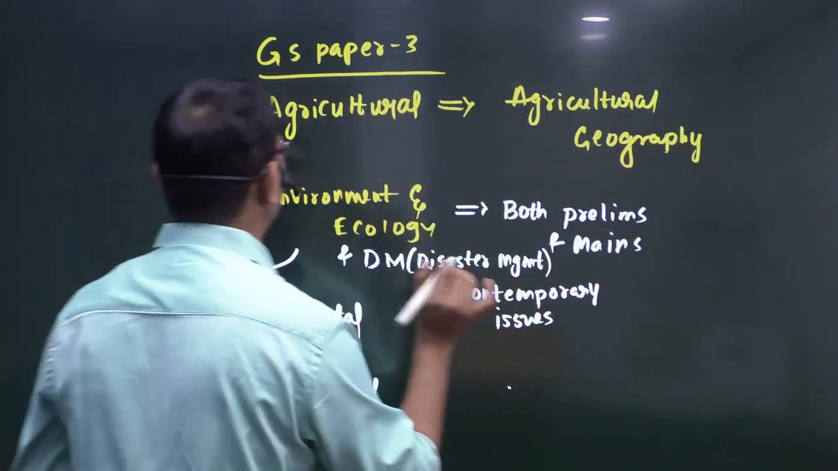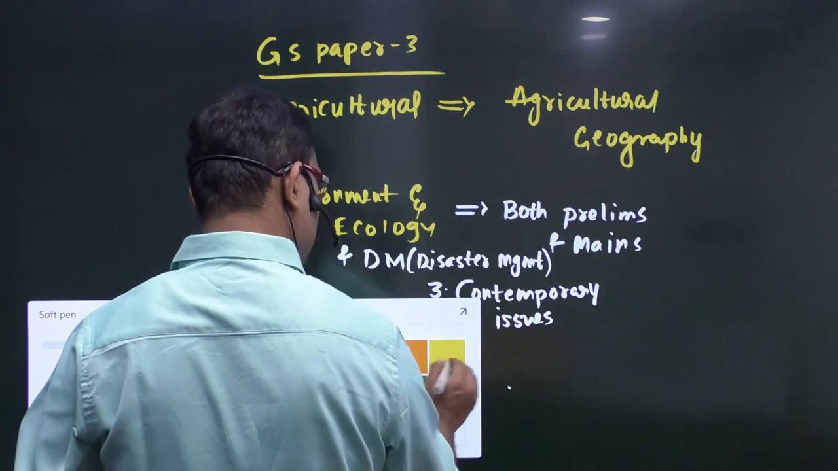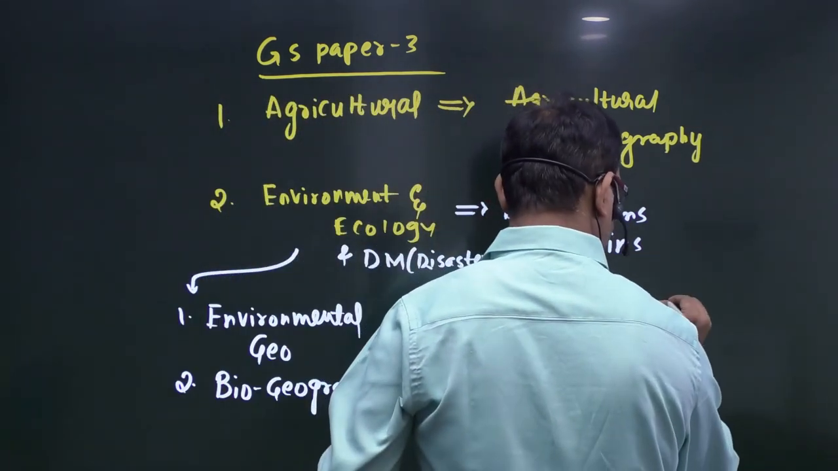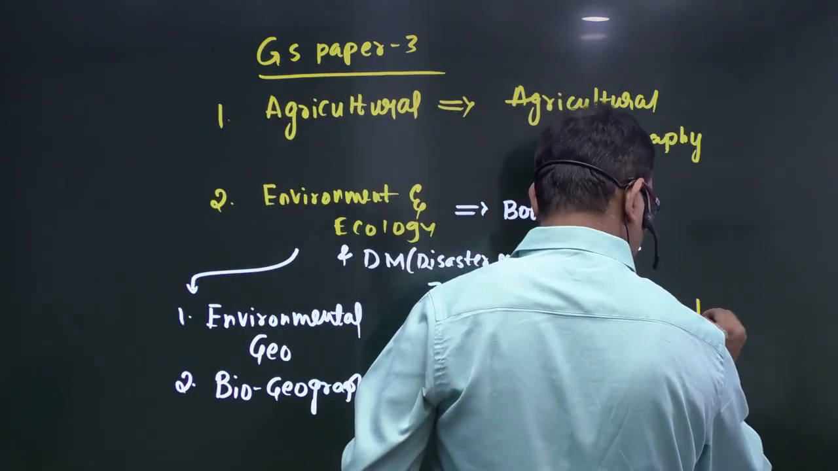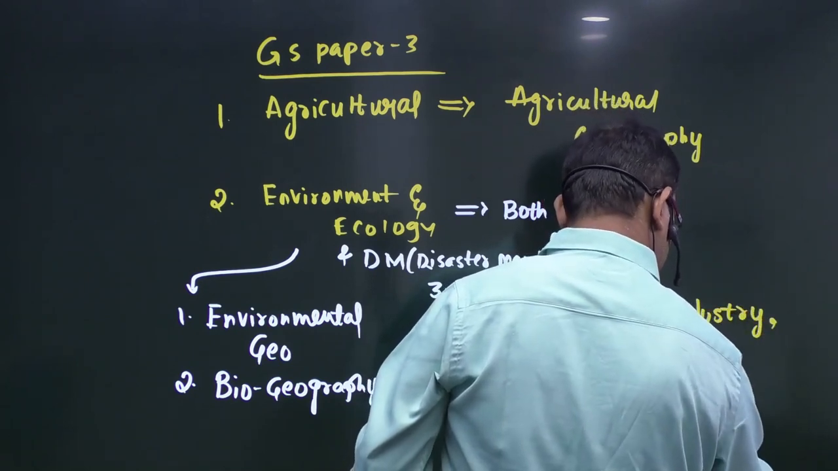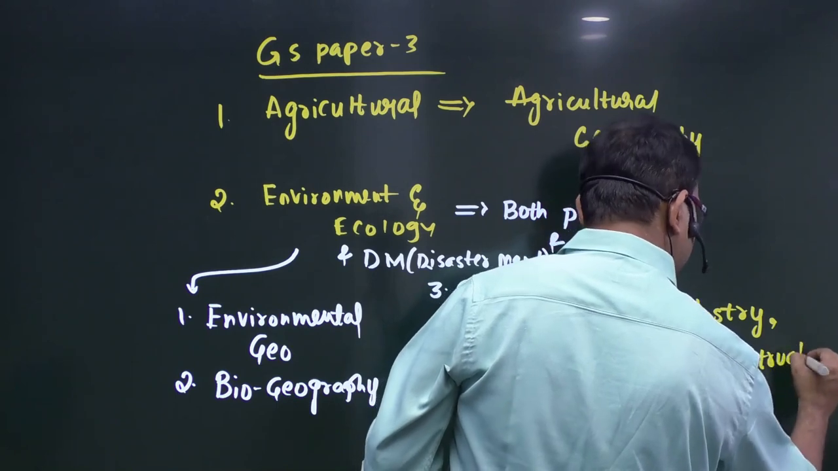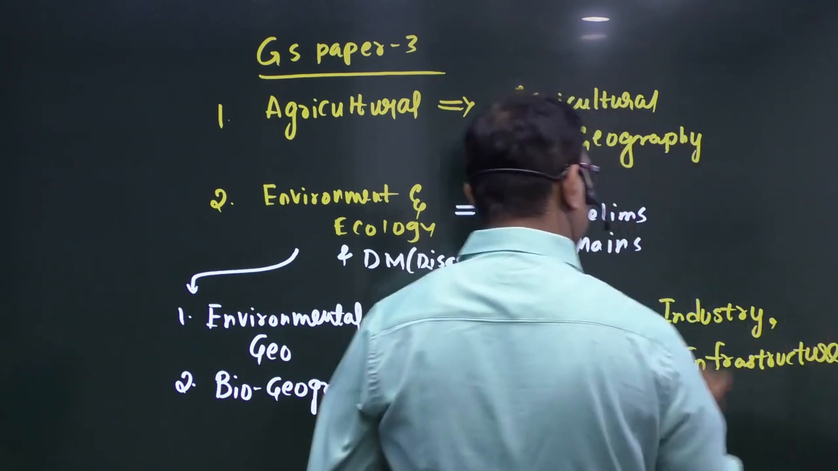Then industry and infrastructure. Third thing: in your industrial geography, industry and infrastructure will help people in the economy part. This can be helpful from that.